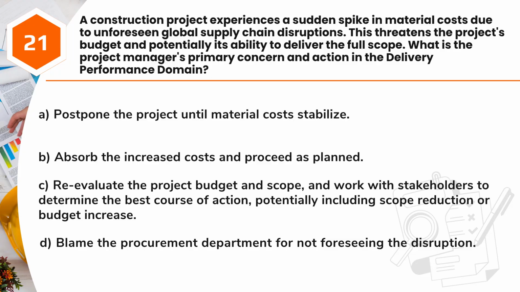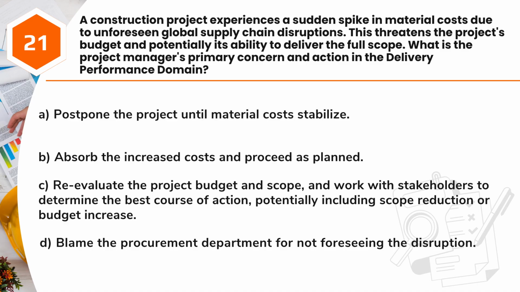Question 21. A construction project experiences a sudden spike in material costs due to unforeseen global supply chain disruptions. This threatens the project's budget and potentially its ability to deliver the full scope. What is the project manager's primary concern and action in the delivery performance domain? A. Postpone the project until material costs stabilize. B. Absorb the increased costs and proceed as planned. C. Reevaluate the project budget and scope, and work with stakeholders to determine the best course of action, potentially including scope reduction or budget increase. D. Blame the procurement department for not foreseeing the disruption.